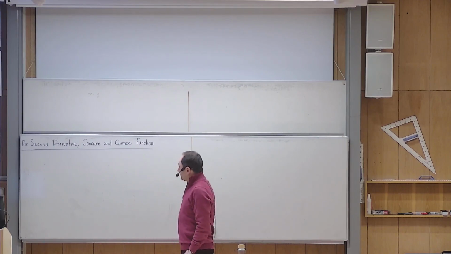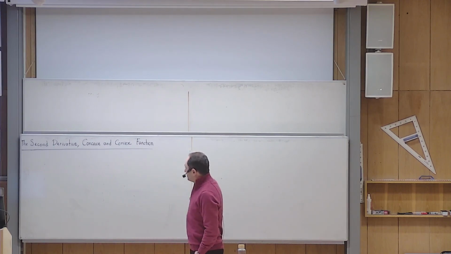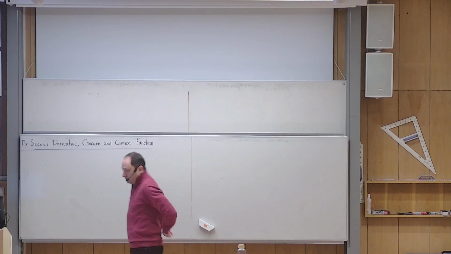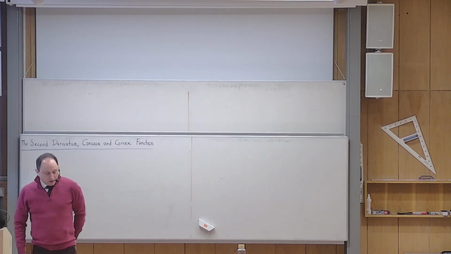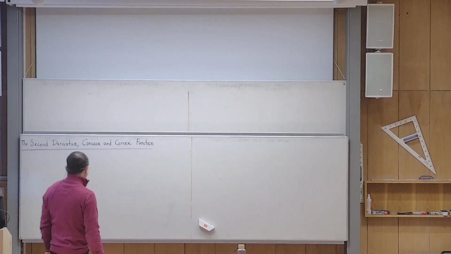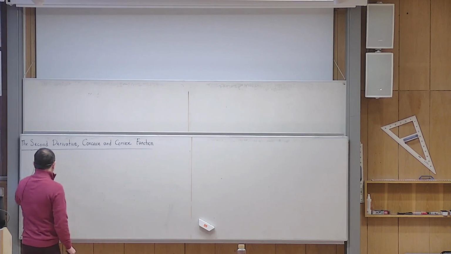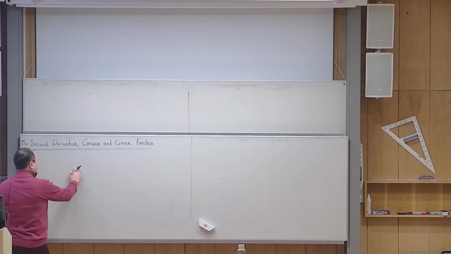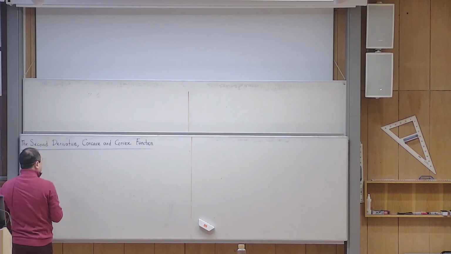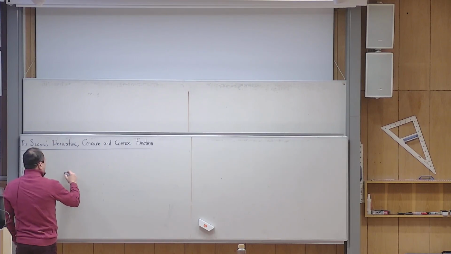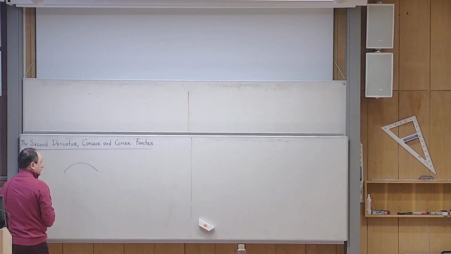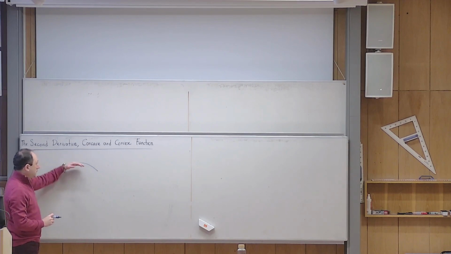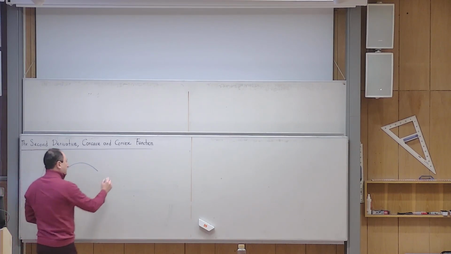The continuation of the lesson is about the second derivative and concave and convex functions. So we want to use the notion of derivative to understand extra properties of curves. You know that in principle I can have a function of this form, like an upside down bowl, or I can have a normal bowl.